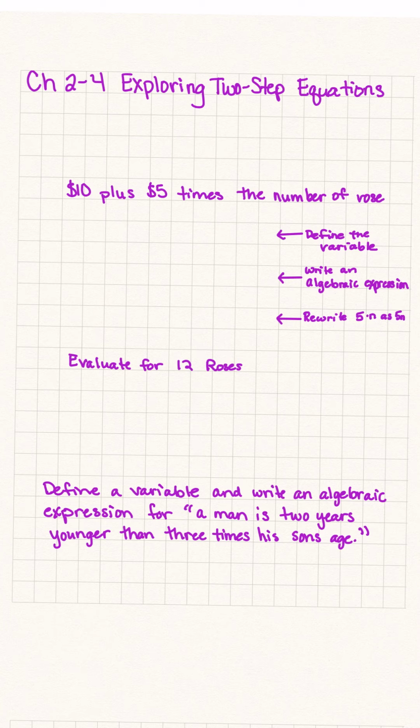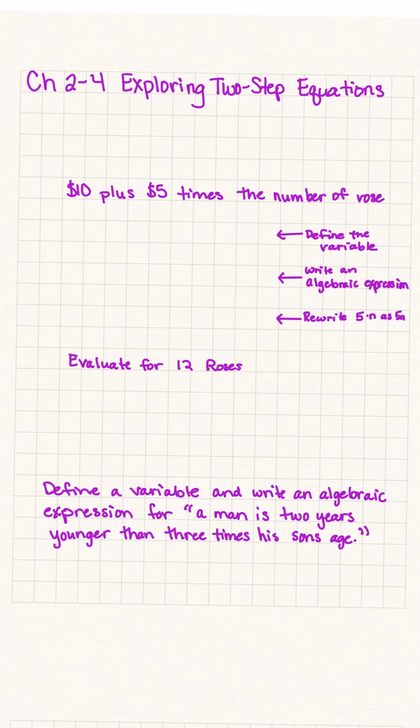You can write expressions with variables using one operation. Now you will write algebraic expressions with two operations. So looking at writing and evaluating expressions. Define a variable and write an algebraic expression for the phrase 10 plus 5 times the number of roses.